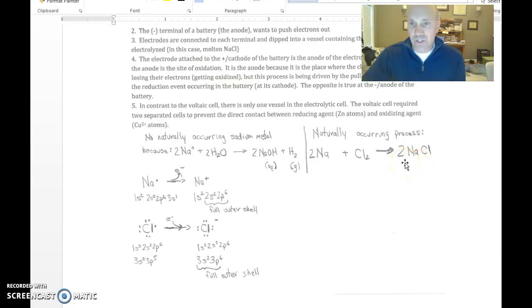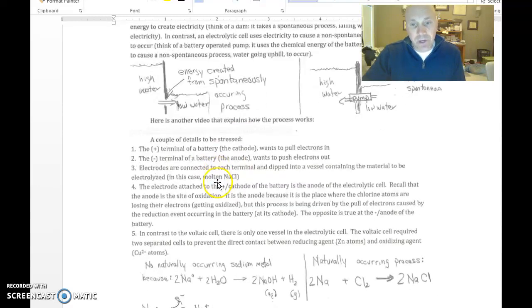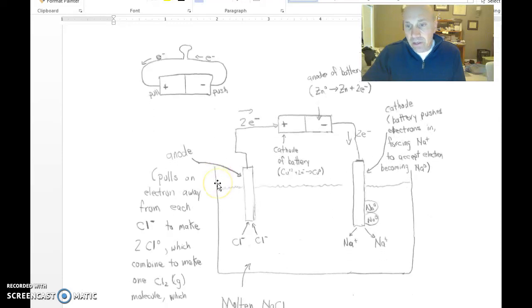So the obvious question is, how would we ever be able to have pure chlorine gas, and how would we ever be able to have pure sodium metal? The answer to that comes from this process of electrolysis, or the use of electrolytic cells. I've linked to a video on my Canvas page that explains the process. It's another Tyler DeWitt video, and it does a very good job of explaining the process. But I've drawn a little diagram here that sums up most of the important principles.